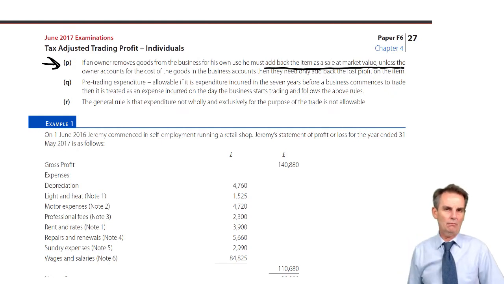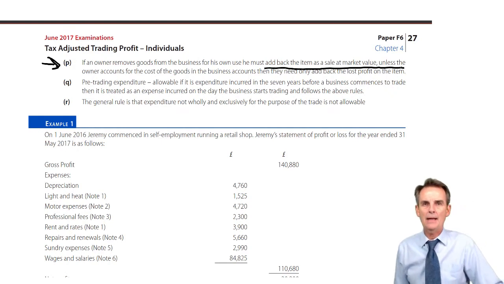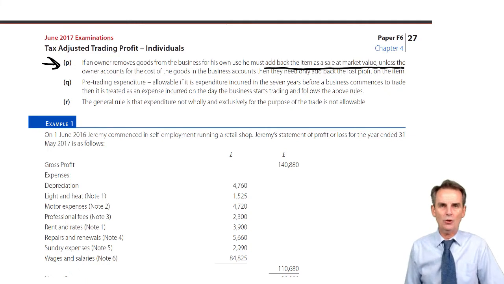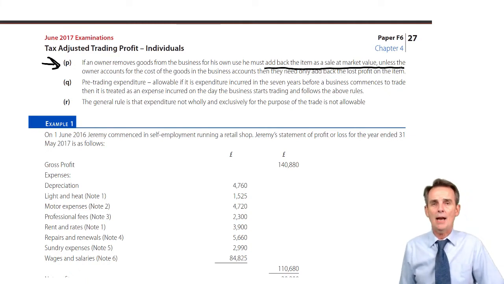So read the question, as we keep saying, very carefully. Have we just taken the goods from stock and done nothing in the accounts, add back at selling price? Or have we taken the goods from stock and adjusted already for their cost in the accounts, in which case add back the profit element there?